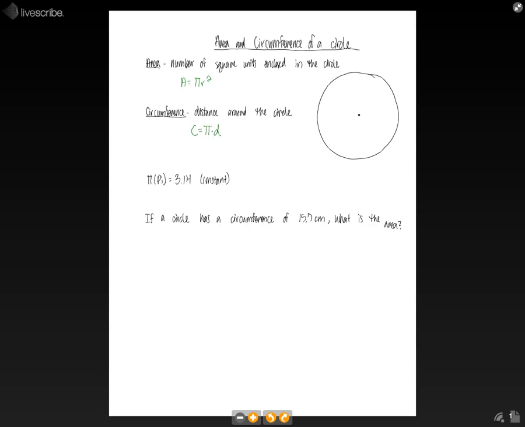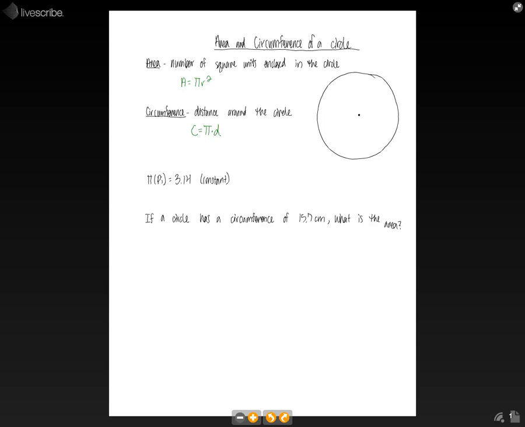Of course we know pi is our constant, meaning it's always the same, and generally we'll use 3.14. You can use more decimal places, but this is the normal value that you would use.